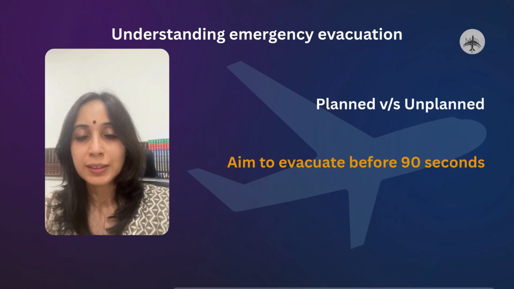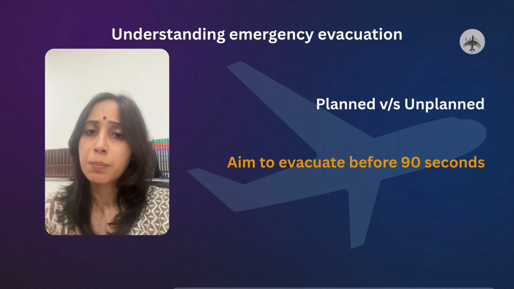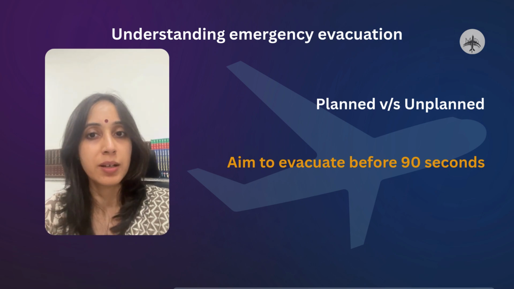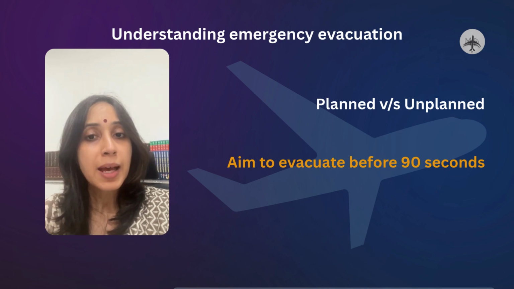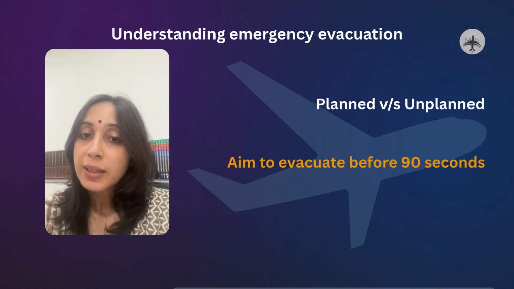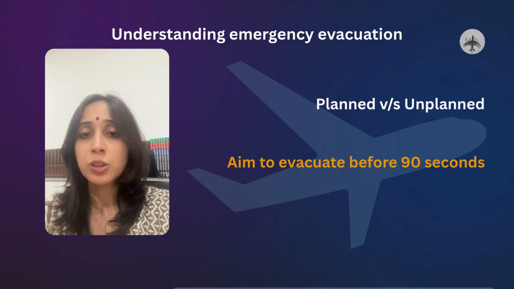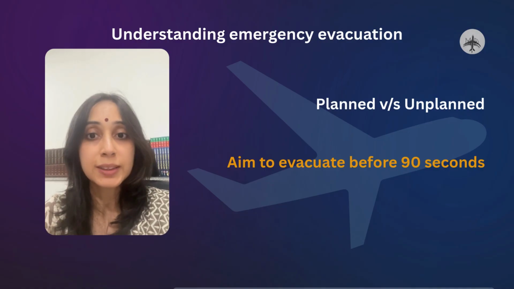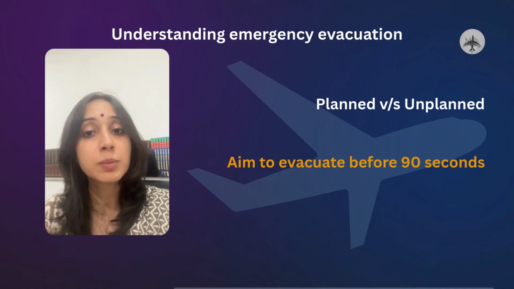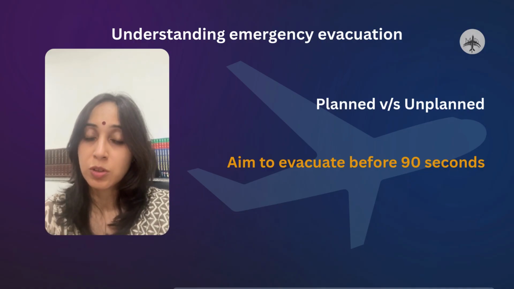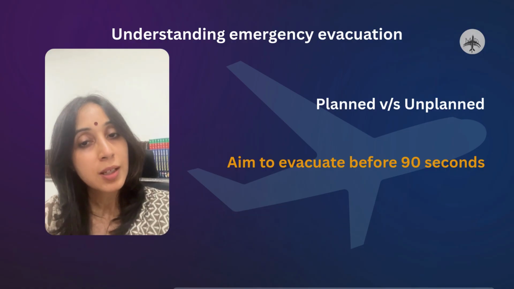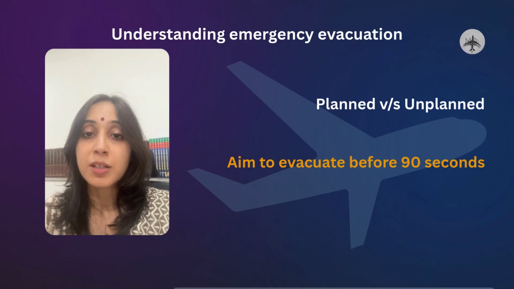Emergency evacuations can be divided into two major parts: planned emergency evacuation and unplanned emergency evacuation. In planned emergency evacuation, crew are prepared for it, and crew brief the passengers on the steps to be taken, while in unplanned emergency evacuation, because of the shortage of time or sudden need of evacuation, passengers may not be briefed. So it is important that you go through the demonstration carefully, read the safety information card carefully, and be prepared, alert during critical phases of flight.